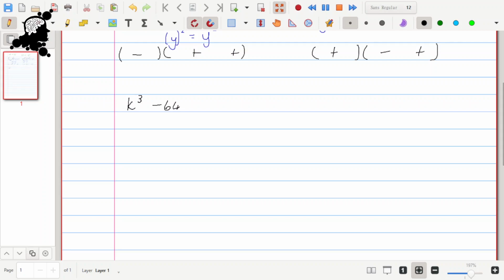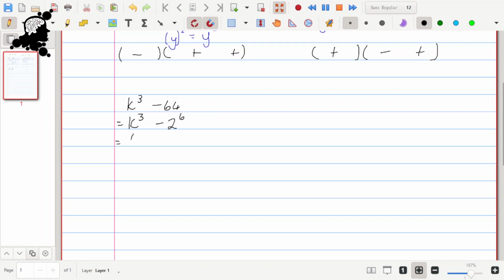So the first question you need to ask yourself is, are these two terms perfect cubes? Well, think about it. I can write k cubed as just k cubed, that's fine. But 64 can be written as 2 to the power 6. Now notice that the exponent of 2 is divisible by 3. So this is a difference of two cubes.